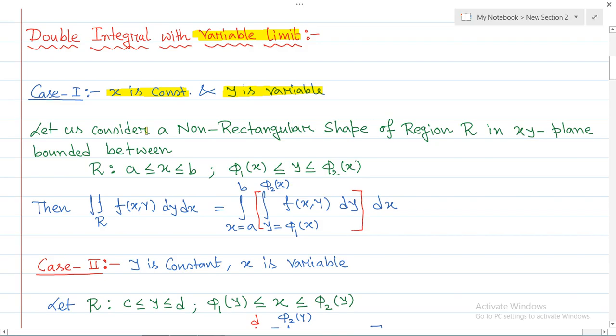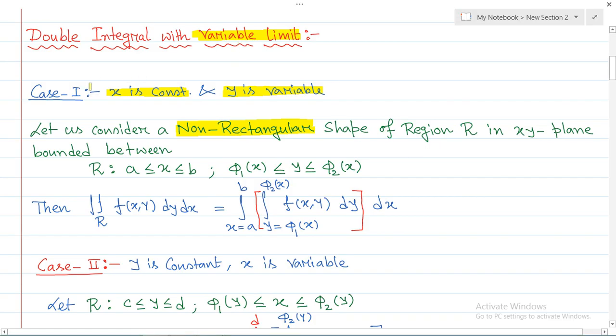We have a non-rectangular shape of region R over which we have to integrate the function f of xy. It has to be mentioned properly that if we have a rectangular region, then the limits of both variables must be constant. But since we have a non-rectangular region, it can be any kind of shape. It can be circular, parabolic, an ellipse, or the intersection of any two different types of curves, but it should not be in the shape of a rectangle. Only then does the case of variable limits occur.